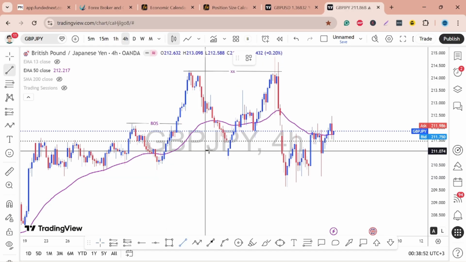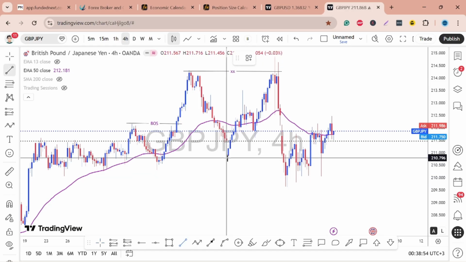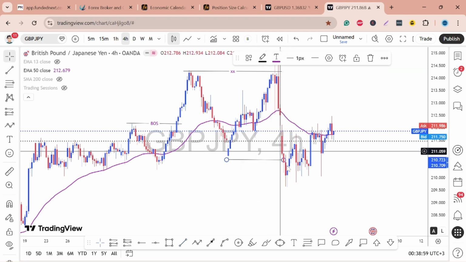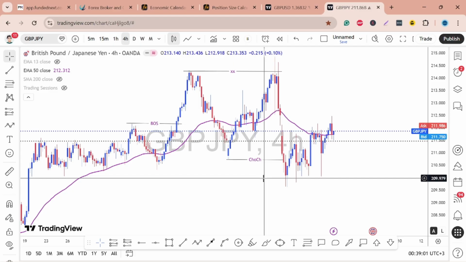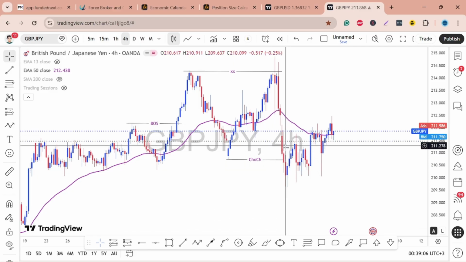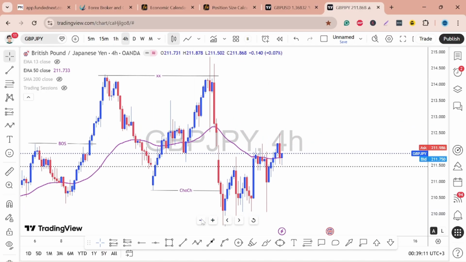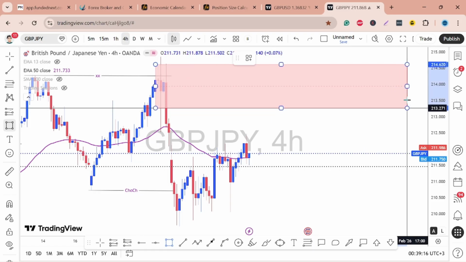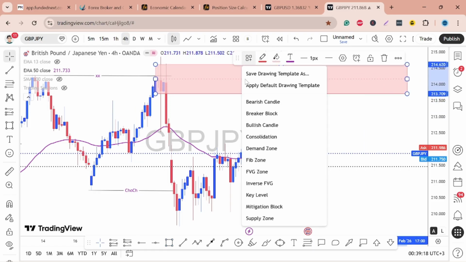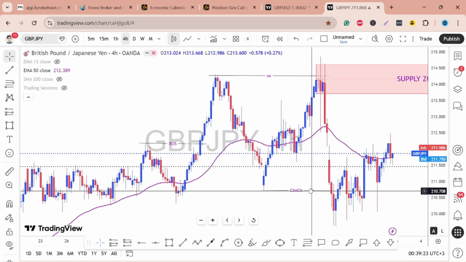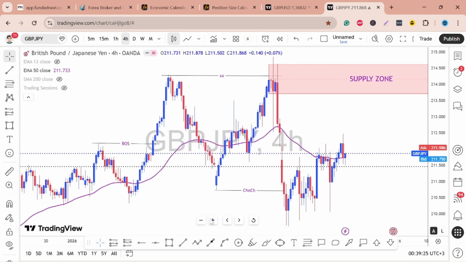Then it means this was the last higher low which was broken. That is when we have our change of character. And anytime we have a change of character, then it means we are no longer looking for bullish moves, we are looking for reasons to go short. Therefore, our point of interest would probably be here. This is where you'll be looking to go short on GBP JPY.